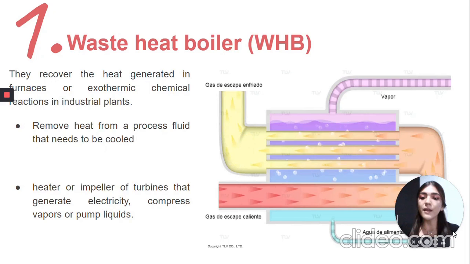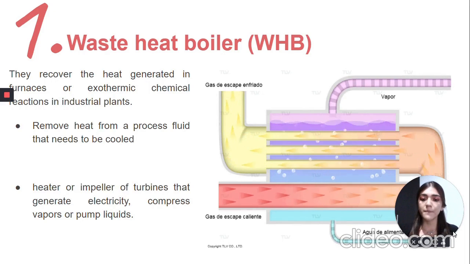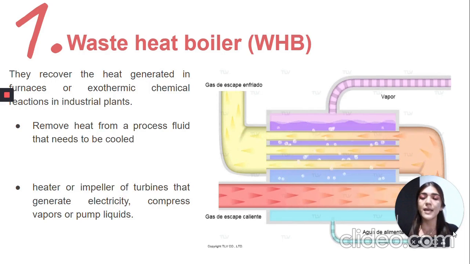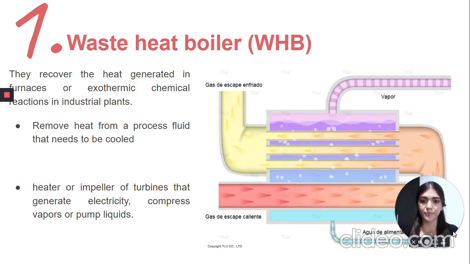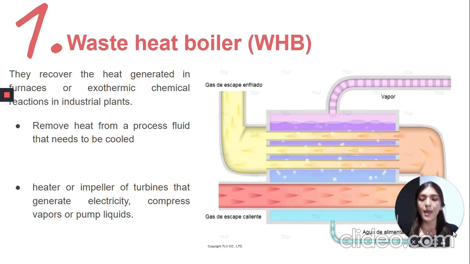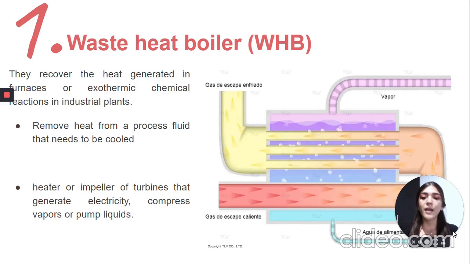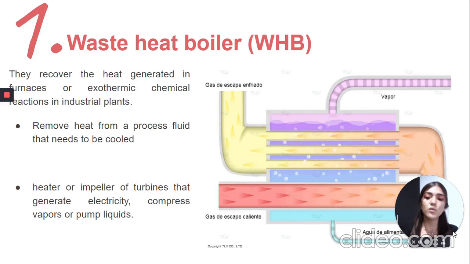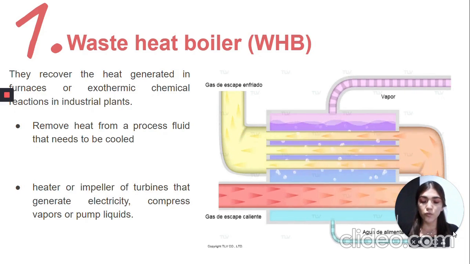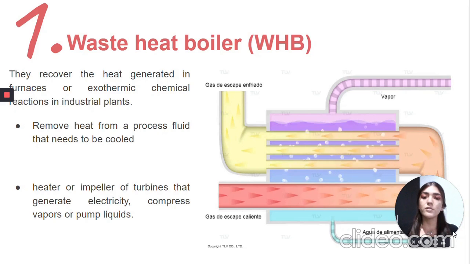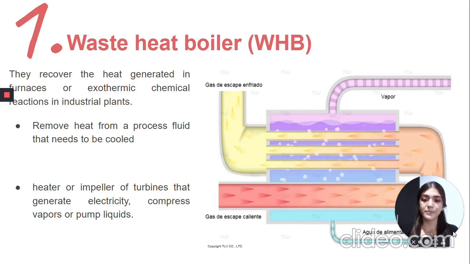The steam generated at a WHB can be used for heating applications or to drive turbines that generate electricity, compress vapor, or pump liquids. A WHB can also be used to remove heat from a process fluid that needs to be refrigerated for transport or storage, and generate steam from that heat.